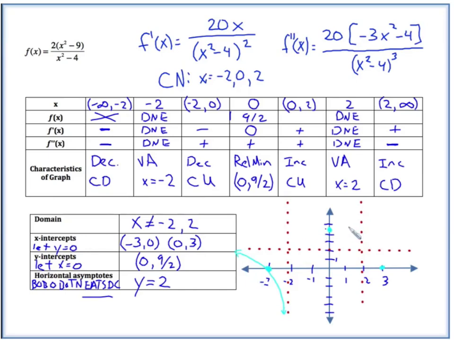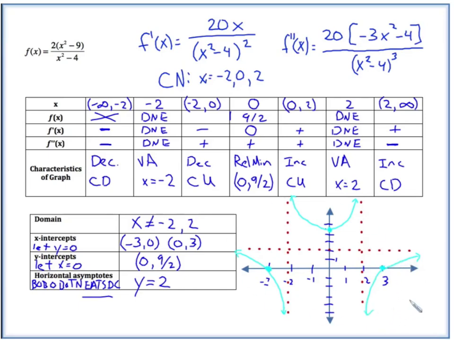Now in this interval here, we're decreasing and concave up, and we know that this is a relative minimum. So decreasing concave up looks like this. We hit our relative minimum, and now we're increasing concave up. So it goes up this way. All right, and then we have a vertical asymptote, and then we're increasing concave down, and we have to go through this point. So the only choice is right here.